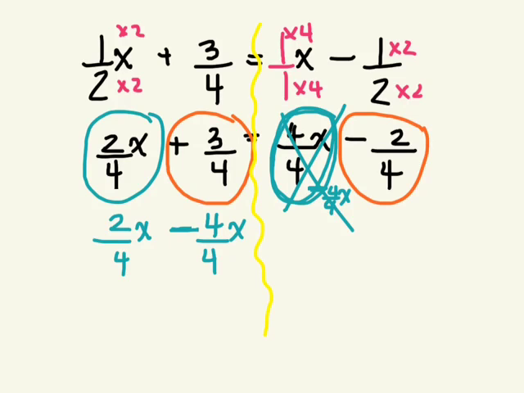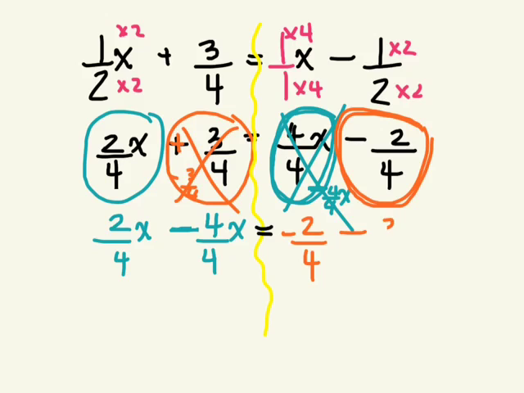What's already on the right side of this equation? Negative 2 over 4 is already on the right side, so that doesn't change. What's on the left side that I needed to remove and bring to the right side? Positive 3 over 4. How do I get rid of that? I take it away. So what do I have to do to the right side? Subtract it.